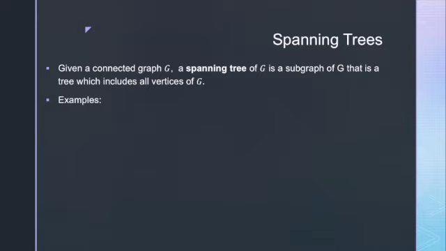A spanning tree: given a connected graph G, a spanning tree of G is a subgraph of G that's a tree that includes all vertices of G. So what we're doing is getting rid of the edges that connect them in order to make this a tree. And each graph could have multiple spanning trees. So let me show you what this would look like.